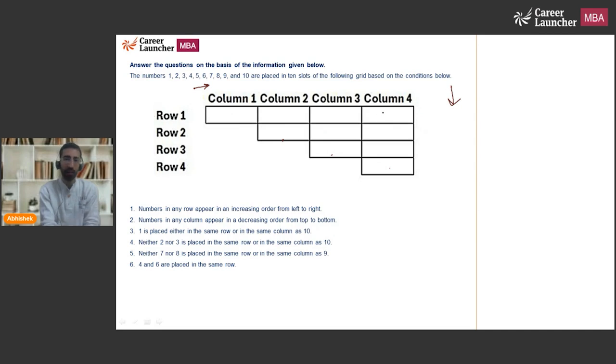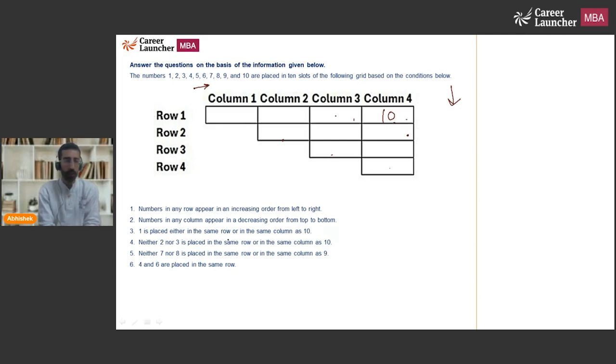So where can 10 go? 10 has only one place then, right? Because 10 can't go here. I can't put 10 here because then I need a higher number to the right. That's not possible. I can't put 10 here because I would need a higher number here. That's not possible. The only place possible for 10 is row 1, column 4. Done. That's the best part about this question.